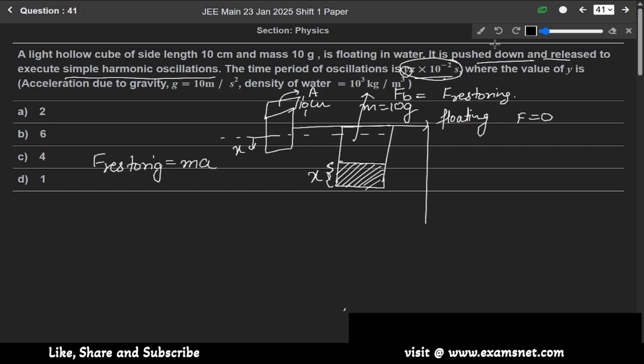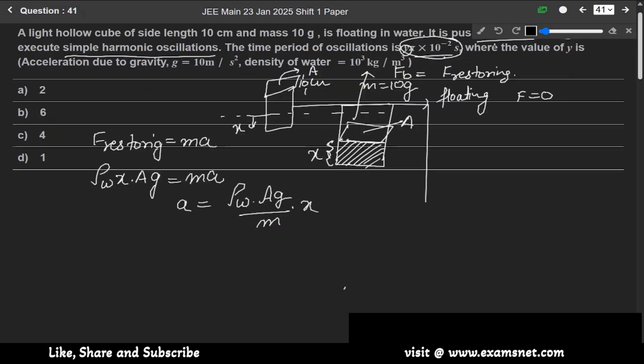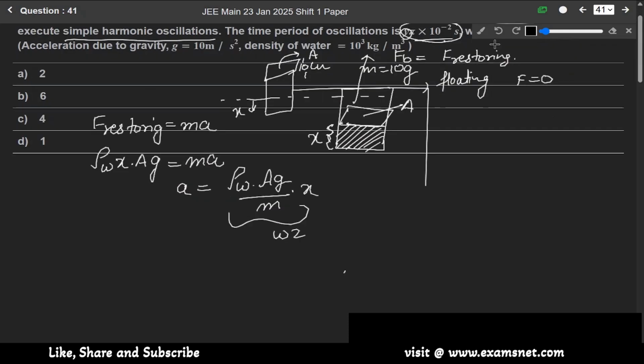So for this we write rho into volume, which is x into A, into gravity, and it will be equal to mass into acceleration. So from here, acceleration will be density into area into gravity over mass, into x, and we know that this is omega square. So the time period will be 2 pi under root of m over rho of water into area into gravity.